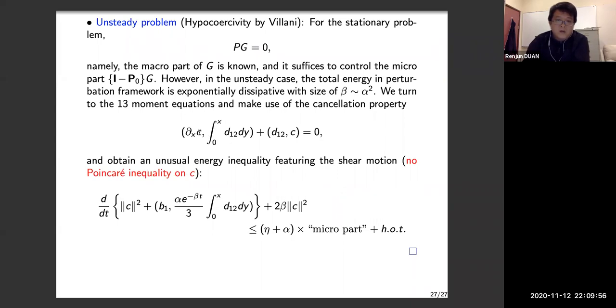For instance, for the equation of C, we have to introduce this kind of multiplier test function related to the temperature flux along x1 and x2. You can see the antiderivative, and then we test this equation of C. And then we see that we get this kind of balance. This appears in the equation of the energy, and this actually comes from the equation of the higher moments. You see that this balance gives us the possibility to recover the dissipation of the perturbed energy with the size beta, which is proportional to alpha squared. So we get this kind of a priori estimate for energy.